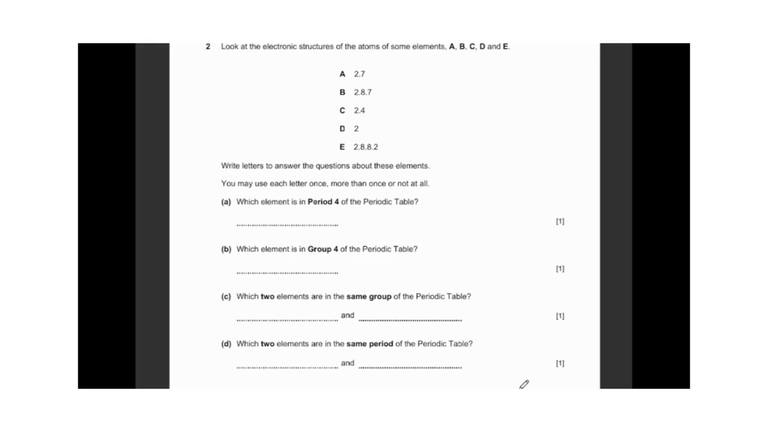Okay, and that periodic table is very important because most of the answers are there in your progression test paper or in your checkpoint paper. So just look for the hint there. My suggestion would be just check out the hints. So look at the electronic structure here of the atoms of some elements, like here A to E they have given, right? A has an electronic configuration 2 7, B has 2 8 7, C has 2 4, D has only 2, E has 2 8 8 2.